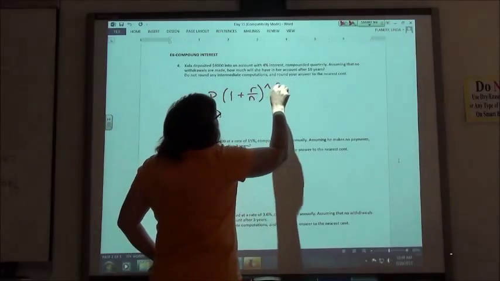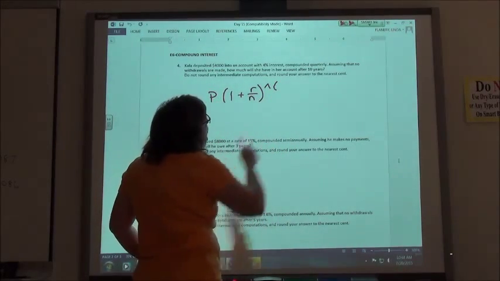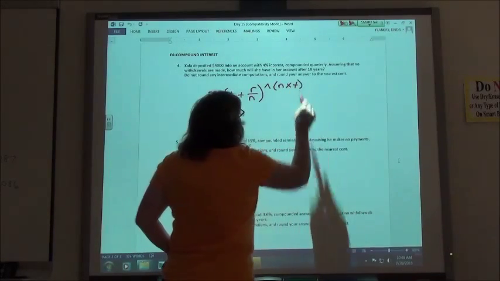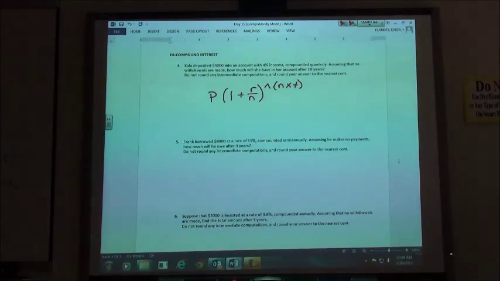Then you have to do, to the power, I'm going to put the caret key because that's what we're going to have to use, the number of compounding periods times the time. So if it's compounded quarterly for 10 years, it's compounded 40 times, the total number of times it's compounded.